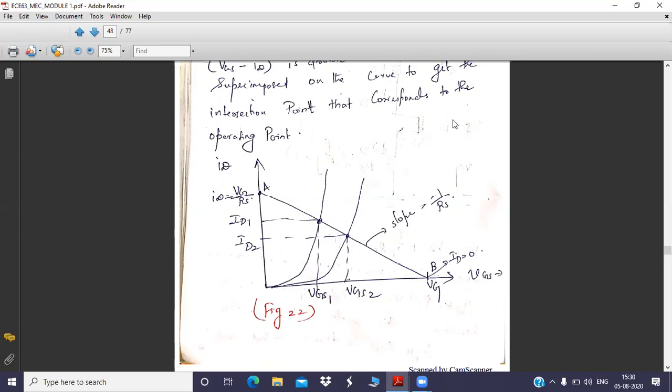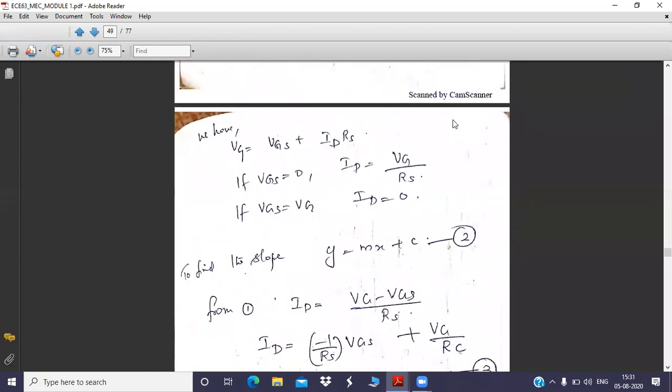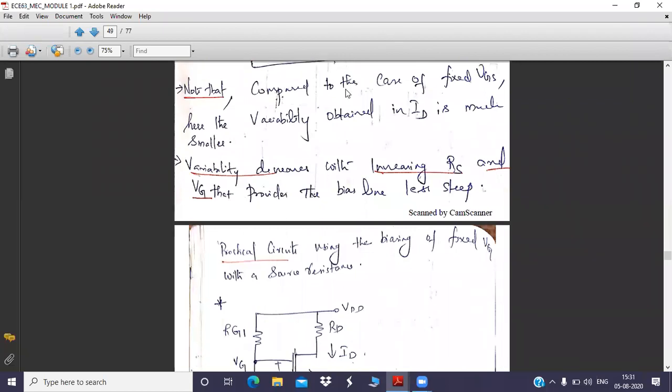So carefully we have to fix the Q point, or the change in Q point should be negligibly small. For that, ideally we have to keep Rs high. Rs value should be very high so that the slope is less, so that the Q point will be stable. Now I want you students to read these two points. Read those two points.